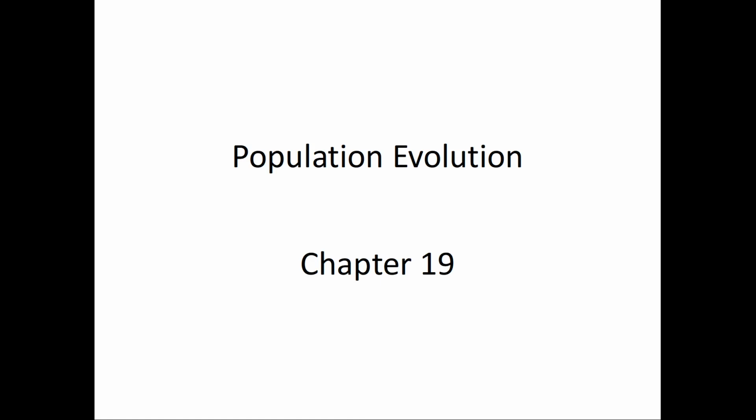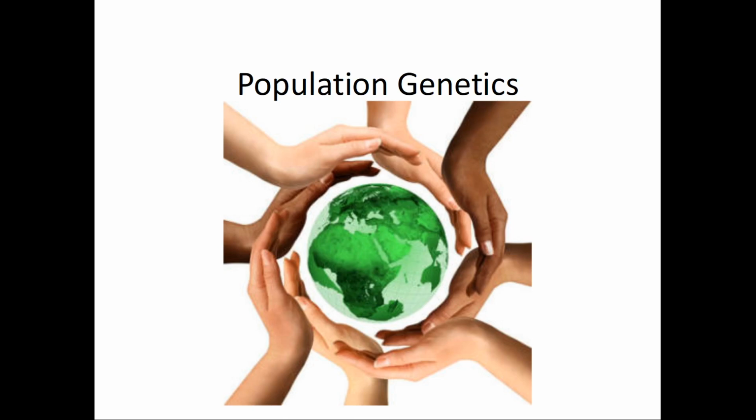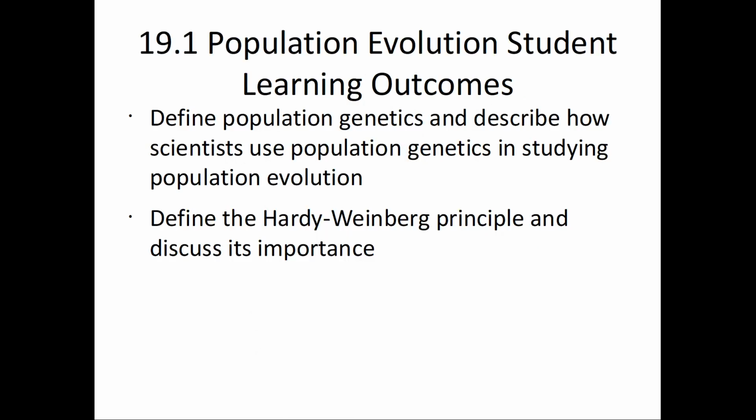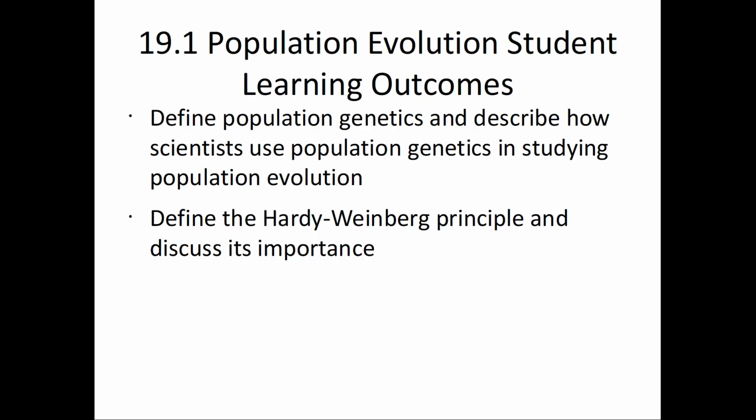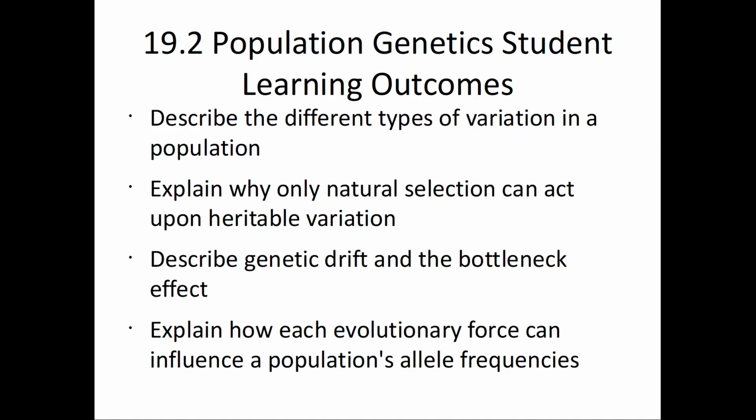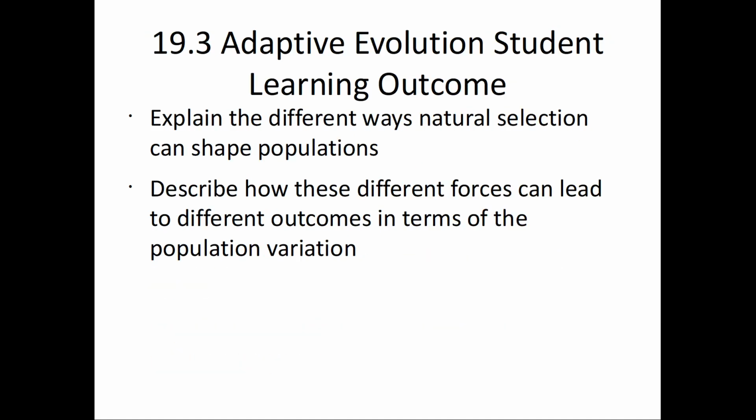Welcome back to Bio 111. This is Chapter 19, Population Evolution. All right. So a lot of what we're going to be talking about will be population genetics. When we're discussing evolution, we're looking at how the genotypes are shifting in this population. All right, so Section 1 is population evolution. Section 2 will be population genetics. And Section 3 is adaptive evolution.